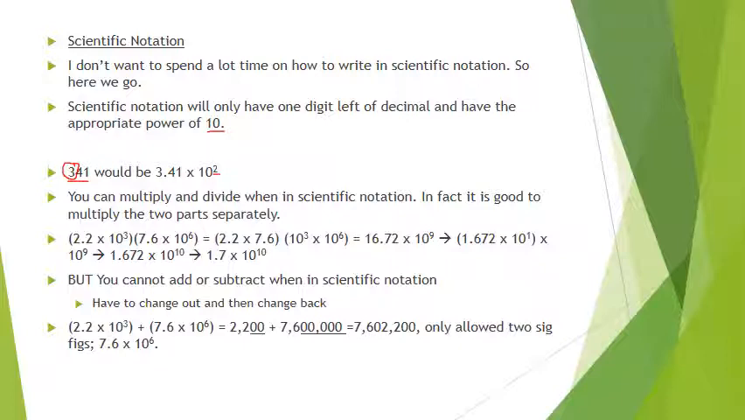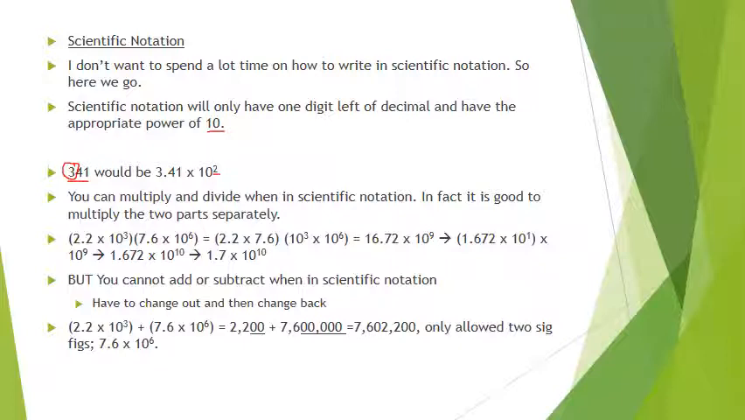You can multiply and divide when you have scientific notation. In fact, it's good to do this. So let's say I have two numbers here: 2.2 times 10 to the third times 7.6 times 10 to the sixth. Okay. So the way that I like to do these, I actually like doing these without calculators because you can come up with a pretty fast number.